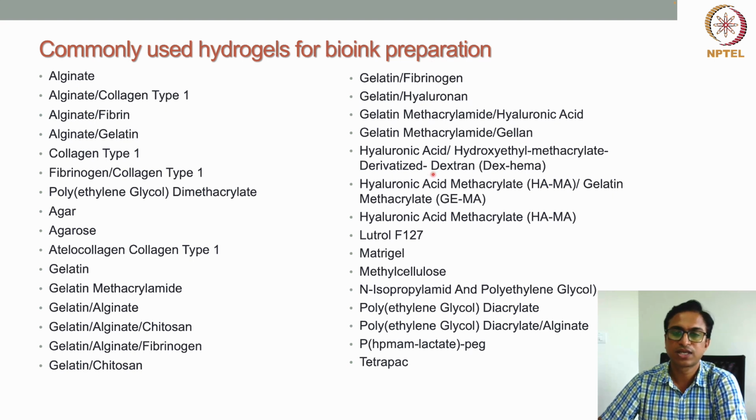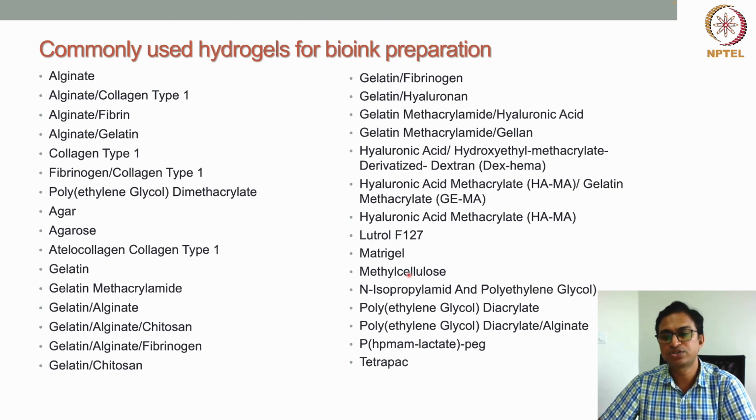Hyaluronic acid has also been used as a single material, but it also has been used with other materials like hydroxyethyl methacrylate and derivatives. All these materials can be mixed together to come up with a multimaterial biocompatible system. Similarly, hyaluronic acid methacrylate, HAMA, where the methacrylate group is attached to hyaluronic acid, chemically modified, so that it works as a photo cross-linkable biomaterial, bioink material. Gelatin methacrylate is another photo cross-linkable material. Hyaluronic acid methacrylate has also been used as a single material for bioinking.